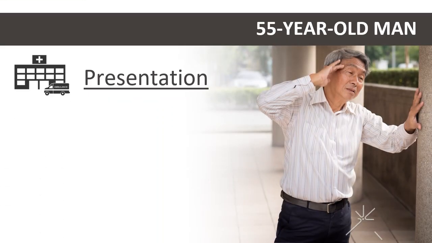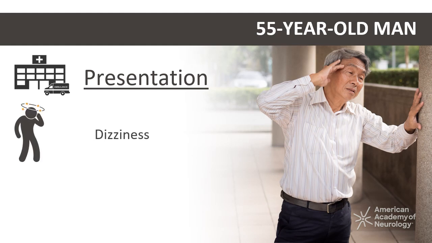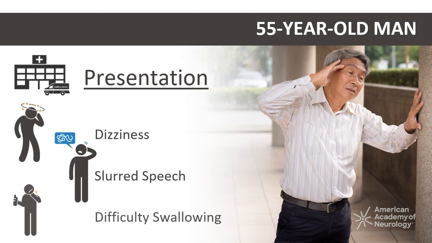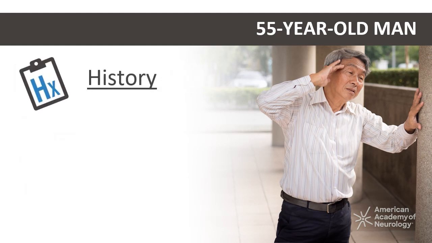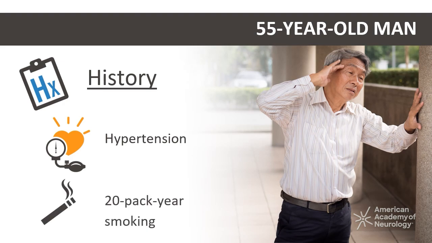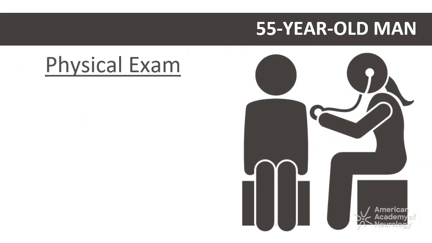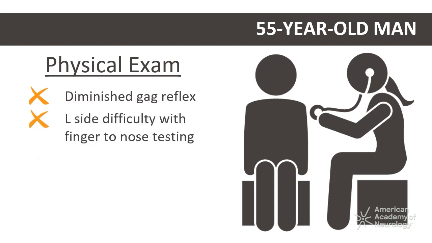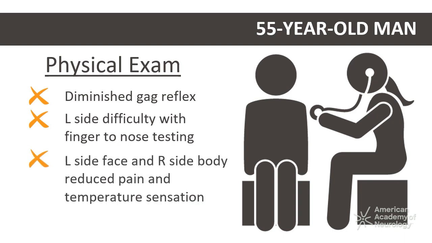A 55-year-old man comes into the emergency room with sudden onset dizziness, slurred speech, and difficulty swallowing. He has a past medical history of hypertension and a 20-pack-year smoking history. His physical exam demonstrates diminished gag reflex, difficulty with finger-to-nose testing on the left side, reduced pain and temperature sensation on the left side of the face and right side of his body, and finally, left ptosis and miosis.